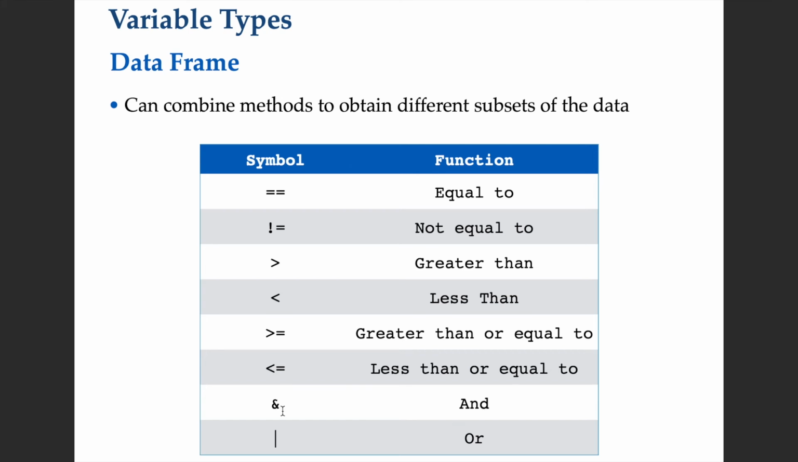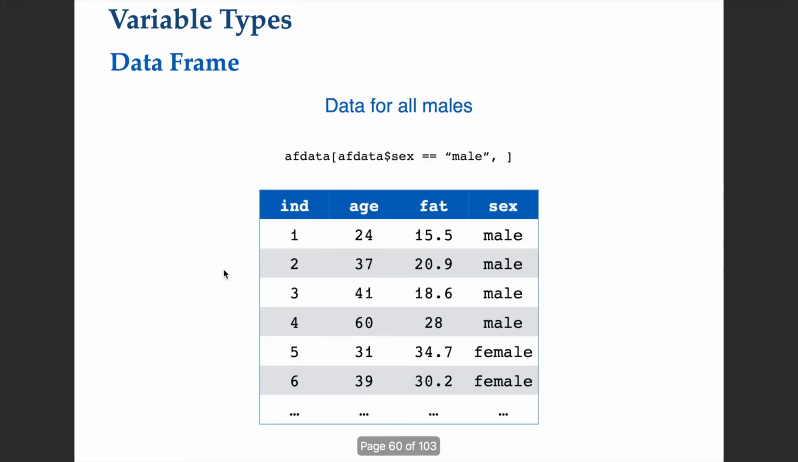And then the ampersand is for and, and this is called a pipe, which means or. We can use all these to parse out different types of data from a given data frame. We'll walk through some of these for examples. And again, you should type these in as we go.